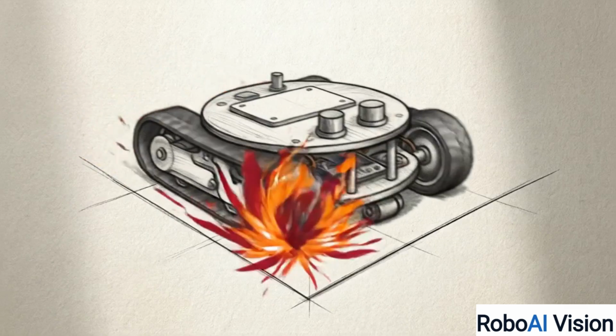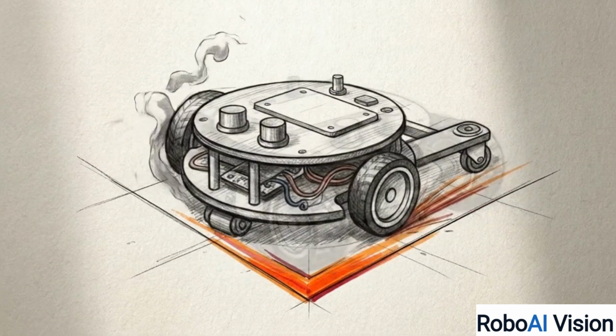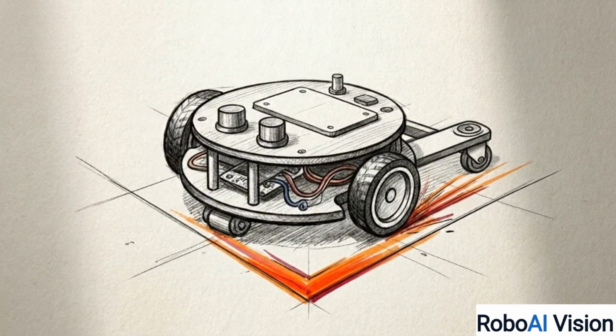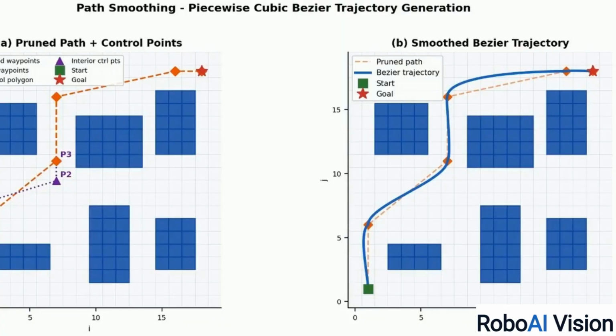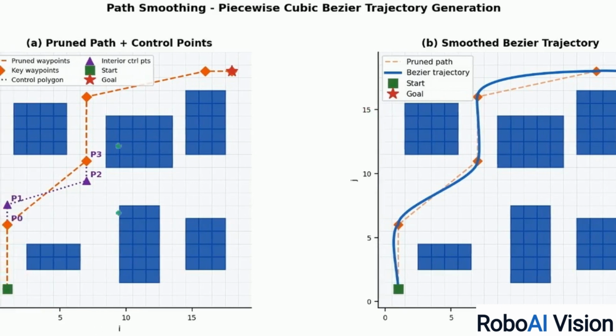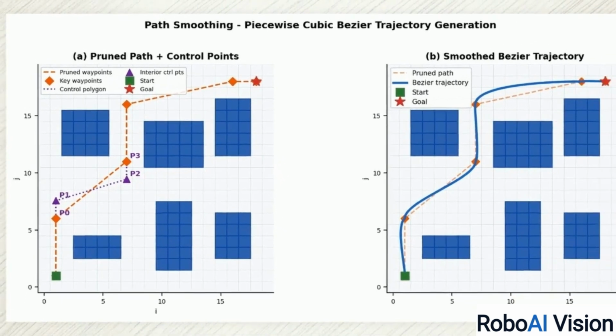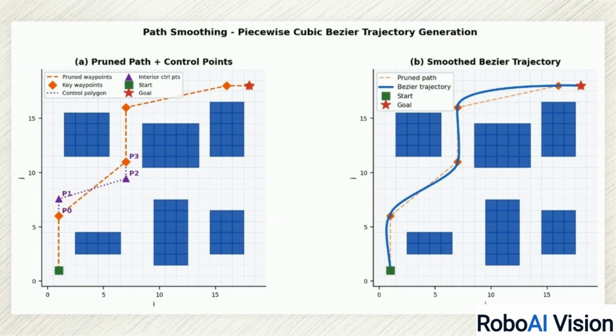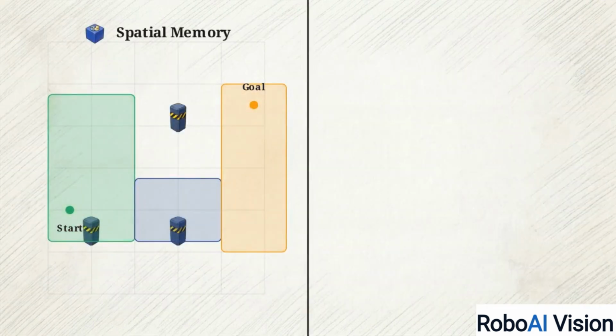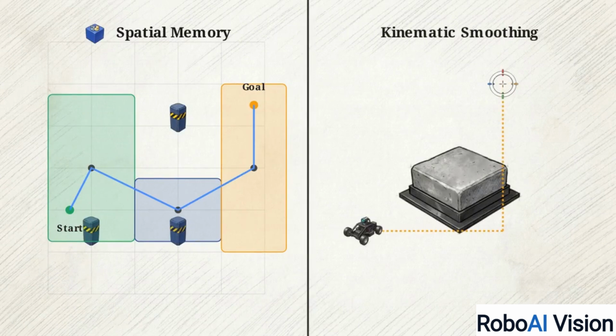For a physical robot, these represent sharp vertices that require it to stop and pivot. The system uses B-spline interpolation to round out those sharp corners into the smooth blue trajectory seen here. The remaining waypoints act as control points, ensuring continuous curvature. This allows the robot to maintain momentum, reducing trajectory tracking errors by 48%. Spatial memory addresses algorithmic latency, while mathematical smoothing manages the mechanical limits of the steering hardware.